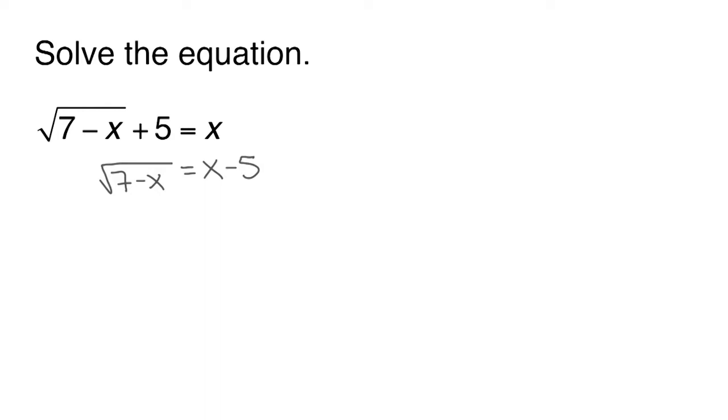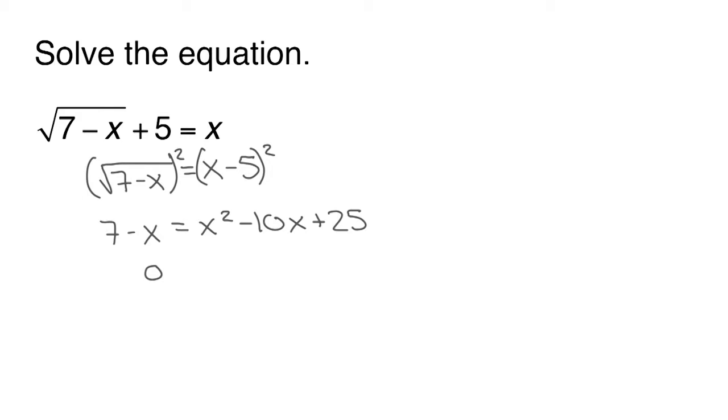Now we're ready to square both sides of the equation. So we'll square both sides, and we're left with 7 minus x is equal to x squared minus 10x plus 25. Now we'll gather all terms on one side of the equation. We'll add x to both sides, and we'll subtract 7 from both sides. We get 0 is equal to x squared minus 9x plus 18.